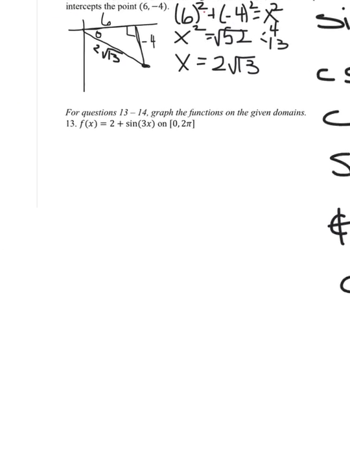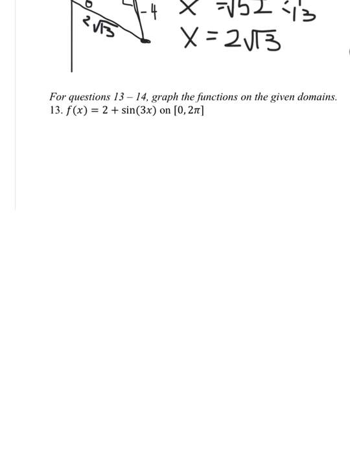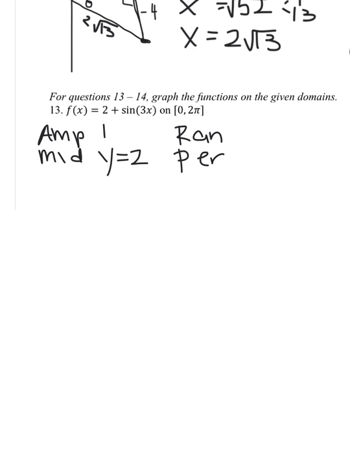So 13 and 14 we are graphing. So we're graphing on 0 to 2 pi for both of them. Okay, so first what I asked you to do, what I think would be helpful, is if you label the amplitude, the midline, the range, and the period. So the amplitude is 1, the midline is y equals 2, the range would be from 1 until 3, and the period is 2 pi over 3.